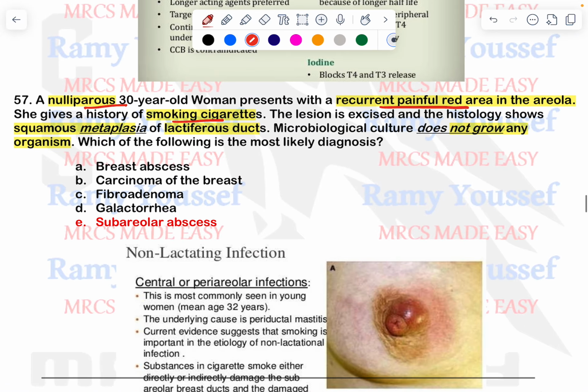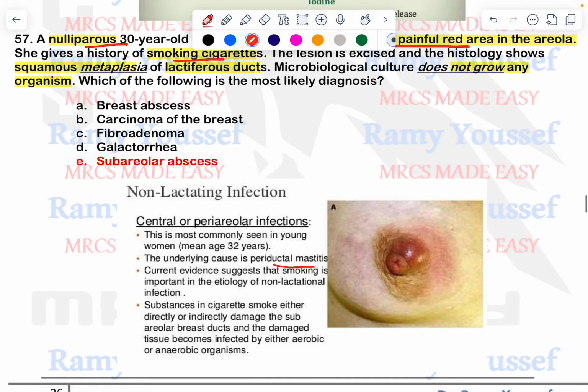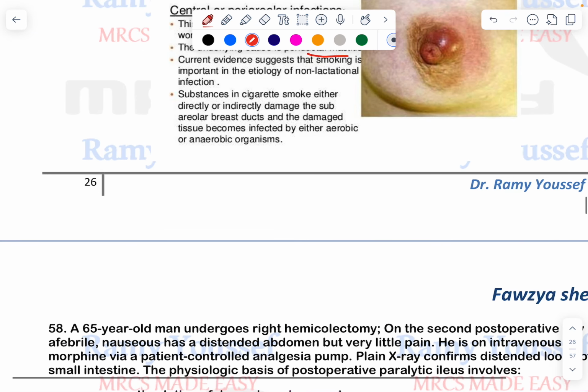Central periareolar, mostly in young women, periductal mastitis. Current evidence suggests that smoking is an important etiology of non-lactational mastitis. Substances in the cigarette damage the tissue, which becomes infected with aerobic and anaerobic organisms. So that is non-lactational mastitis.